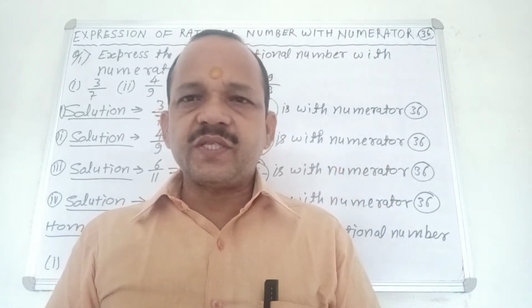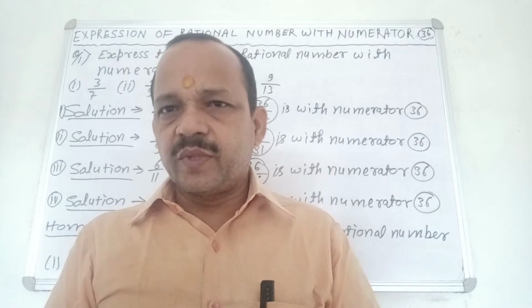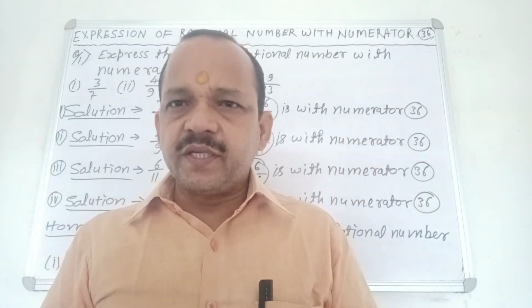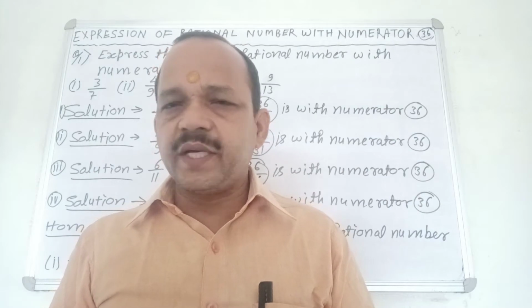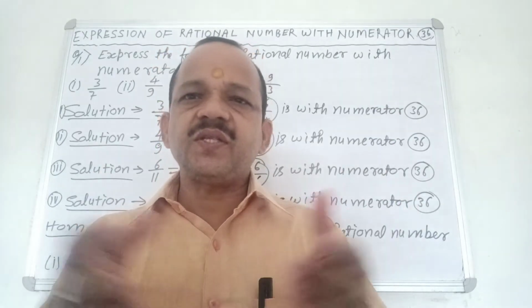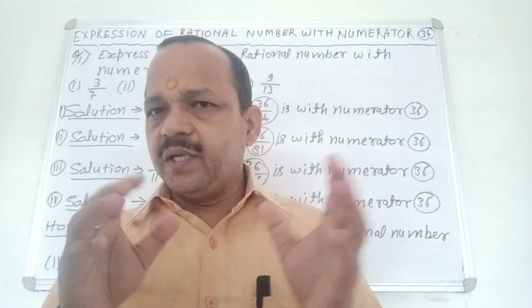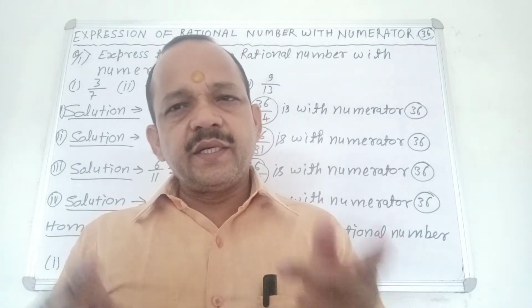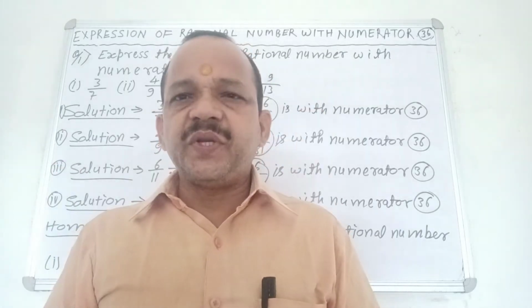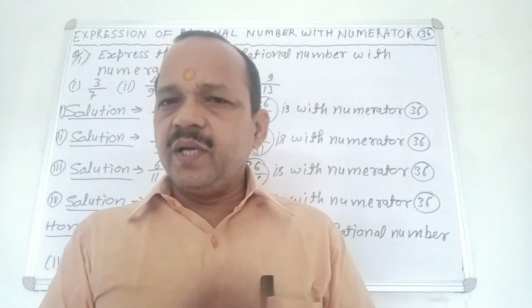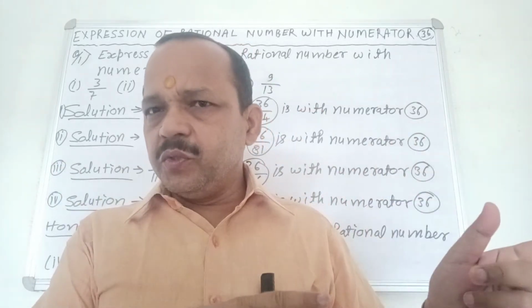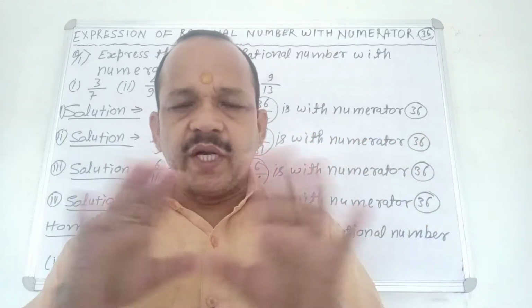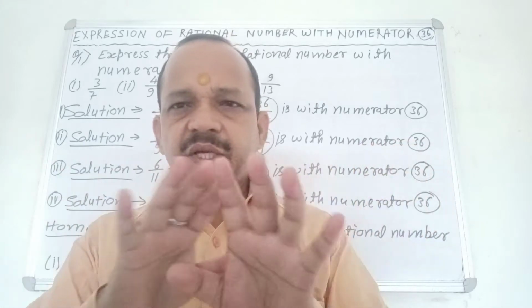Firstly I want to describe rational number. A number which we can write in the form of p by q, where p and q are integers and q not equal to 0, is called a rational number. Rational numbers are of two types: terminating rational numbers and non-terminating but repeating rational numbers. Rational numbers are positive or negative. Clear? No confusion. Rational number is clear.